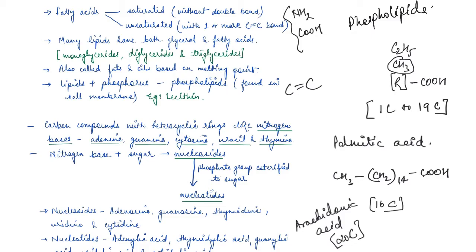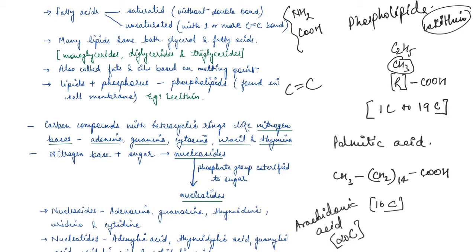Now, these phospholipids are usually found in the cell membrane. So, if you remember the structure of the cell membrane, these phospholipids are found in it, and one example is lecithin. Now, some tissues, especially the neural tissue, have more complex structures, right?